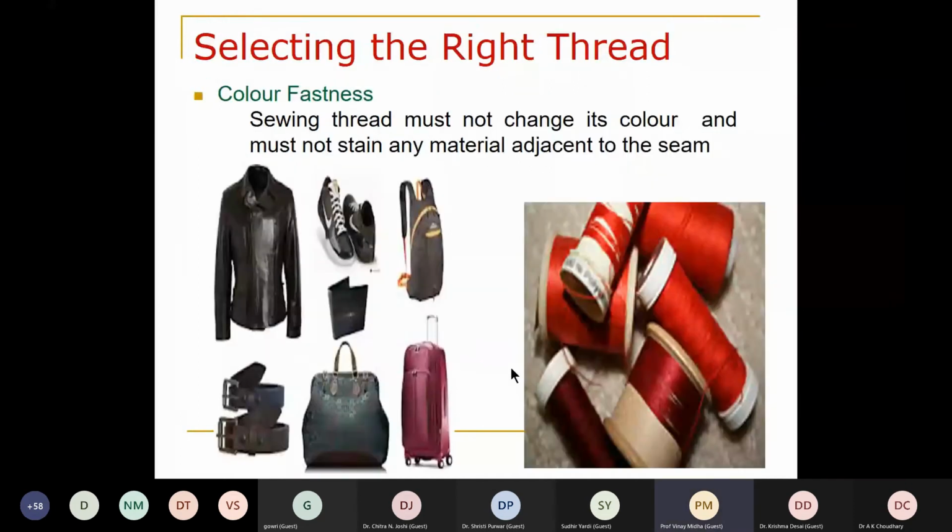Then is the color fastness. Sewing thread must not change its color and must not stain any material adjacent to the seam. So that fastness should be available in the sewing threads. So the selection of the fibers and the dyeing should be appropriately done so that they do not bleed.